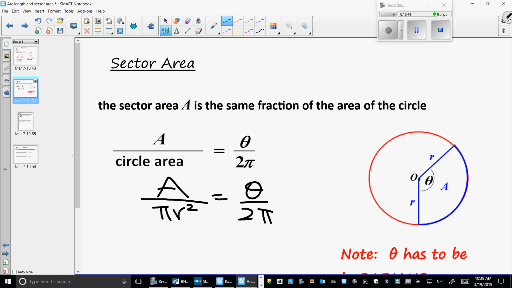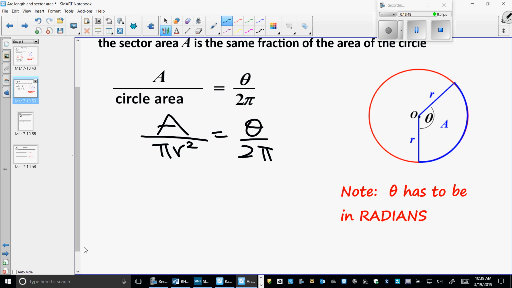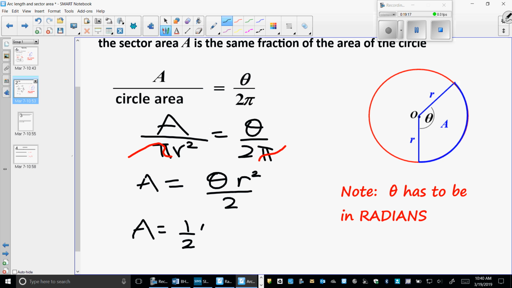The only thing I've got on the bottom that's the same this time is the pi, so that's the only thing I can cross out. So let's cancel them. It's crossed out. And now I've got A divided by r squared, so I'm going to bring that to my other side. So I've got A equals theta r squared over 2. Now, in the formula booklets it says a half theta r squared, or r squared theta maybe.